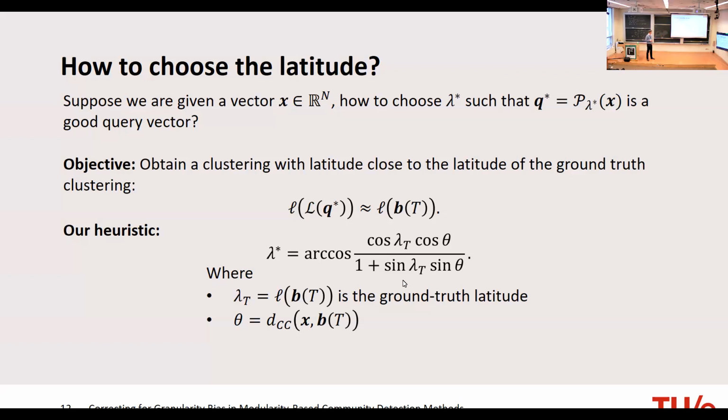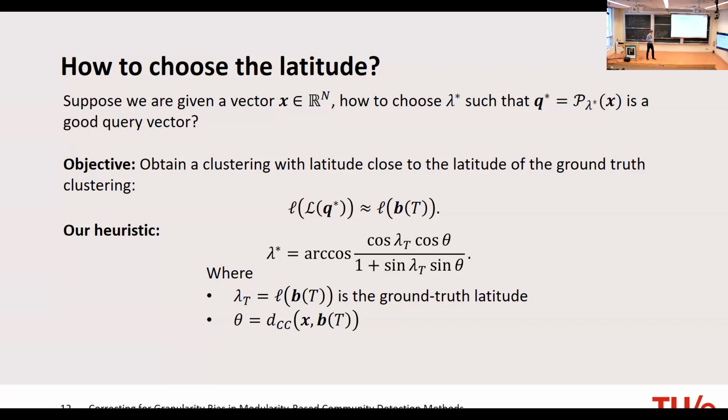Here lambda t is the ground truth latitude, and theta is the correlation distance between the vector that we start with and the ground truth vector. This is basically a variable that says how well our data is correlated to the partition that we want to find. For example, if this input vector is simply the edge vector, and you have very few edges between communities, then this correlation distance will be low.